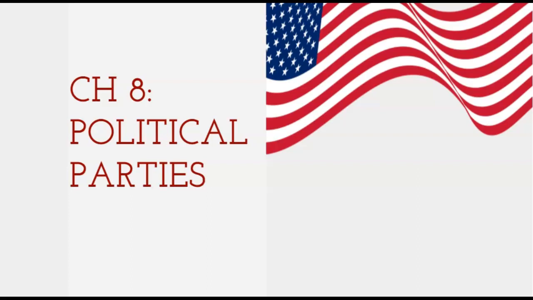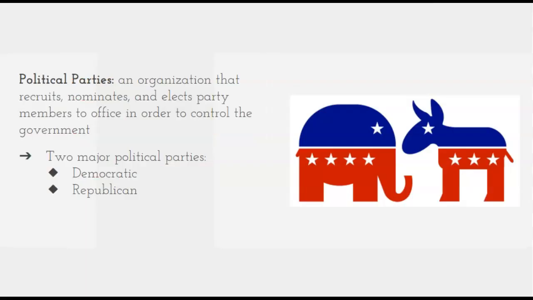This lesson will cover Chapter 8 on political parties. Political parties are organizations that recruit, nominate, and elect party members to office in order to control the government. There are two major political parties, Democrats and Republicans.